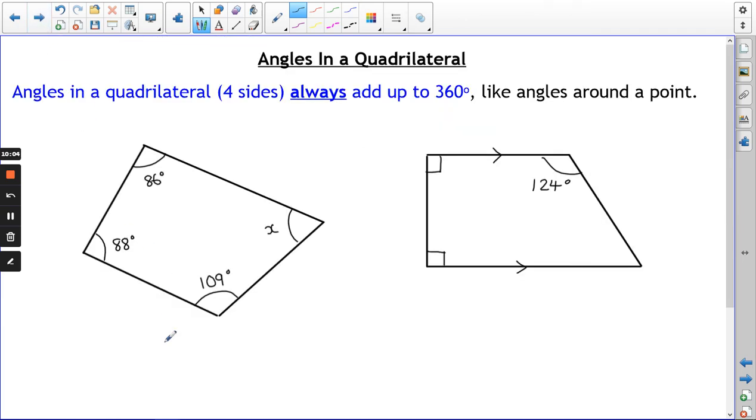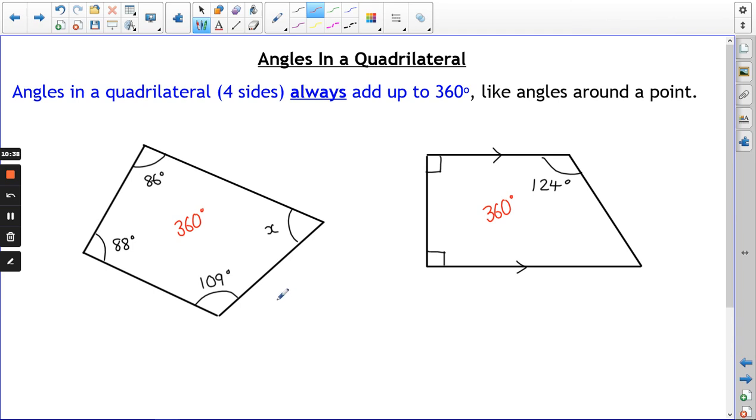Now then, angles in a quadrilateral. That's a four-sided shape, so it's squares, rectangles, kites, parallelograms, trapeziums, all sorts of things are quadrilaterals, and they've got four sides and they've got 360 degrees inside them. So they add up to 360. If you can write my sentence down at the top: the angles in a quadrilateral always add up to 360 degrees, and that matches up with angles around a point that we did last week.